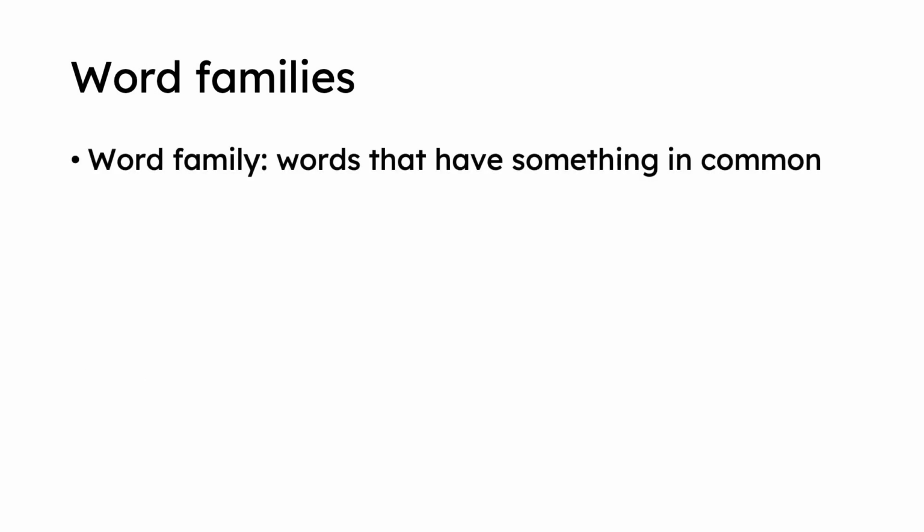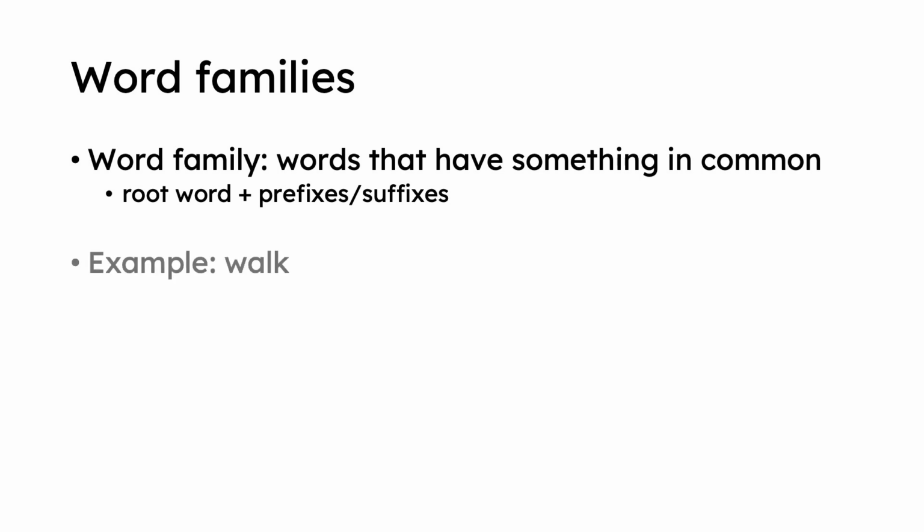The last thing I want to talk to you about is word families. Now, word families are words that have something in common. Sometimes word families are words that have the same ending, like bat, cat, and mat. But today I want to talk about word families where it's the root word and prefixes and suffixes, so beginnings and endings. Let's use walk as an example.